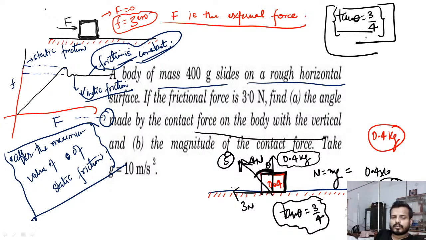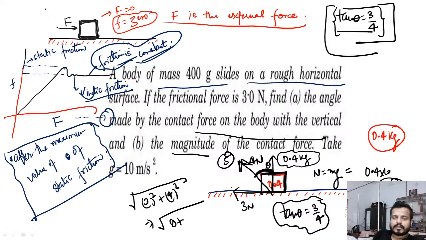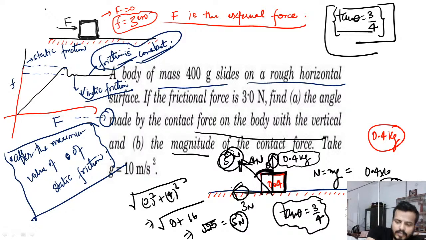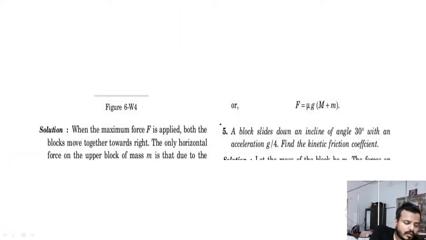Tan theta is equal to 3 by 4. So that is the thing. The magnitude of the contact force: what is the magnitude of the contact force? That will be 3 square plus 4 square, so that's 9 plus 16, 25. So that will be 5 Newton. That's 4 mg and this is 3, so this is 5 Newton. This is how you understand the contact force.